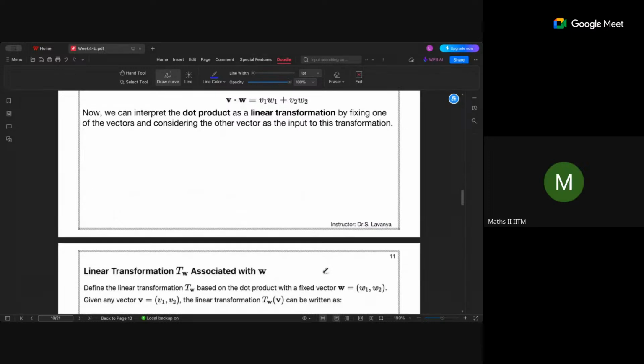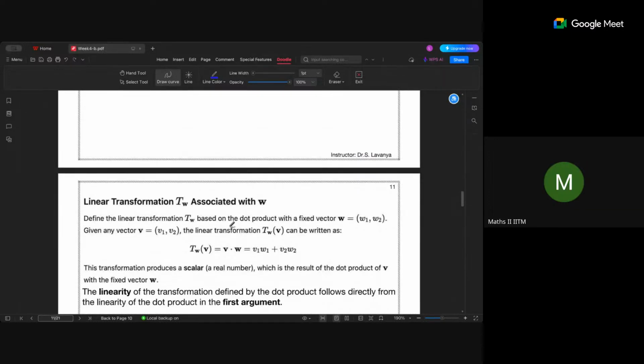How? See here. Define the linear transformation T_W from R2 to... what is the codomain? Can you tell from this definition? Codomain means, if you have a function, this is the domain and whatever is here is called the codomain. So here, does this value lie in R2? No, it lies in R. So here your codomain is R. So this is a linear transformation from R2 to R.